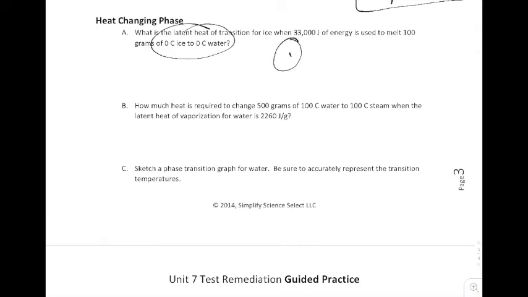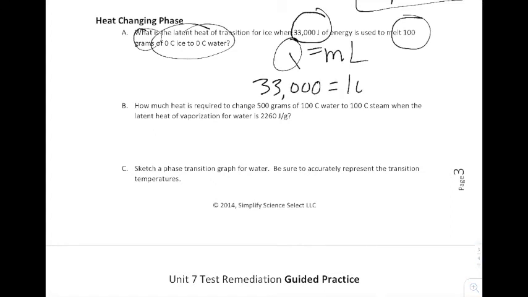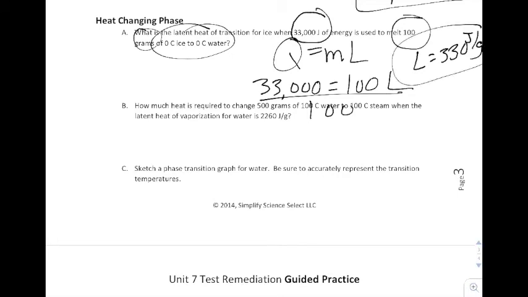So because I'm only changing phase, the formula is Q equals mL. I have Q, I have 100 grams, which is my m. So in this case, I would have 33,000 equals 100 L. I would divide both sides by 100, and when I do that, I would get L equals 330 joules per gram. Now notice how there's no degrees Celsius in this case, and that's because there's no temperature in this equation. Okay, the next one, very similar.